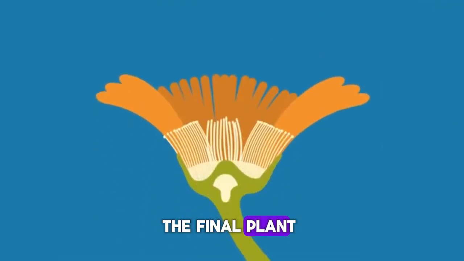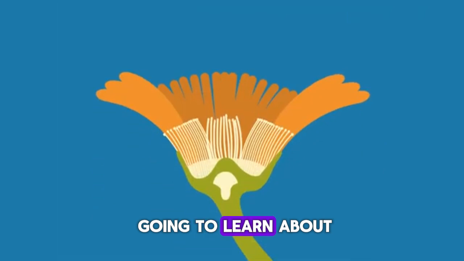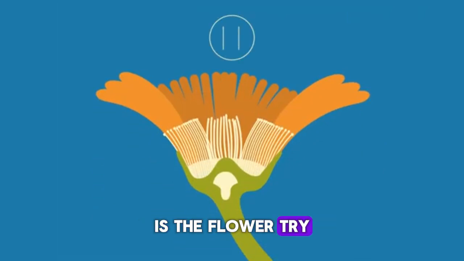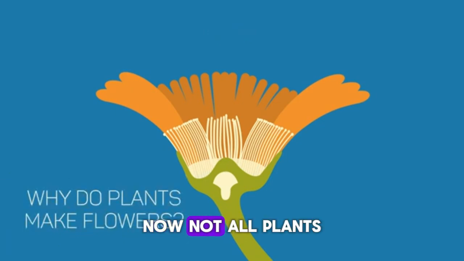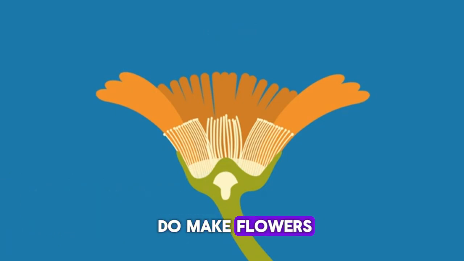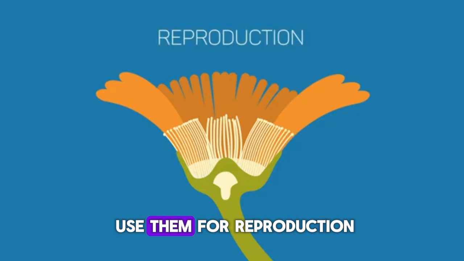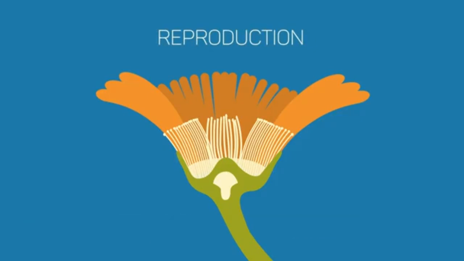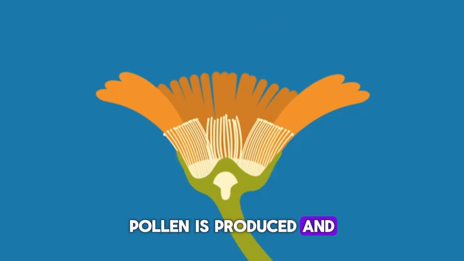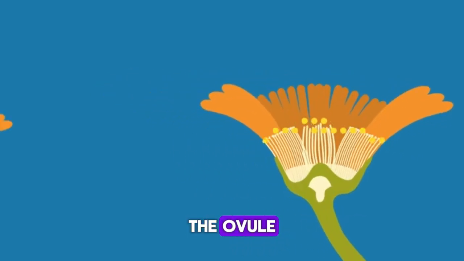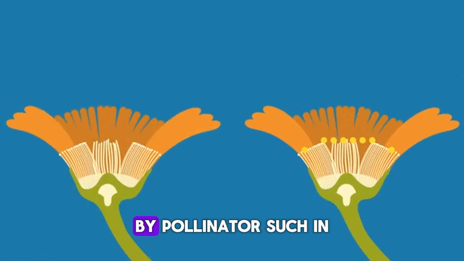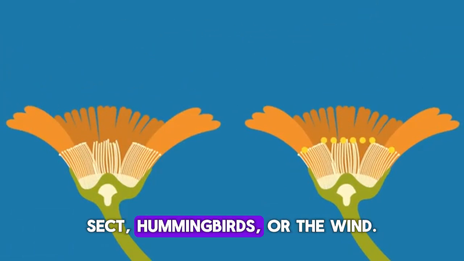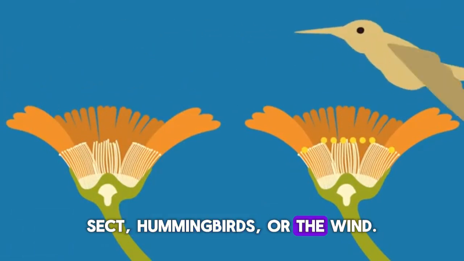The final plant part that we are going to learn about is the flower. Try to think why plants make flowers. Now, not all plants do make flowers, but those that do use them for reproduction. Pollen is produced and this fertilizes the ovule. Pollen is transferred from one flower to another by pollinators such as insects, hummingbirds, or the wind.